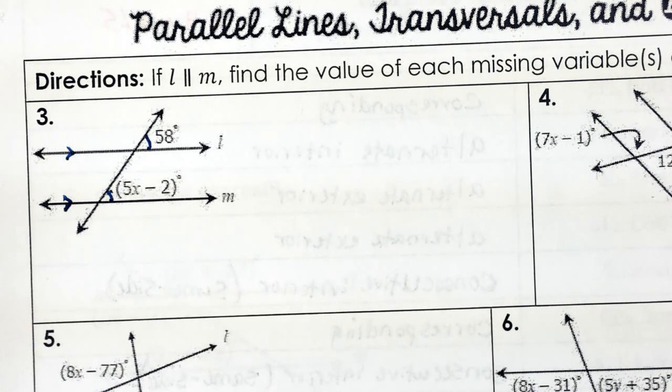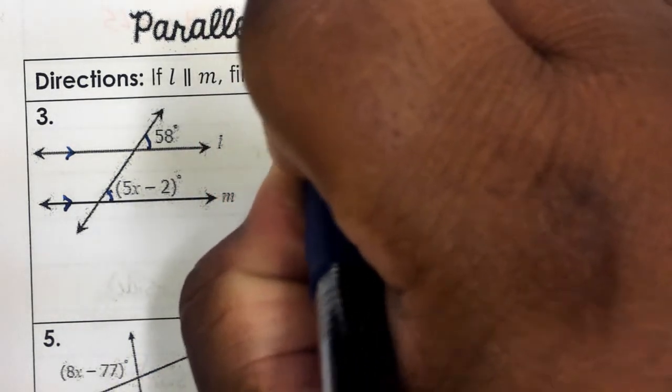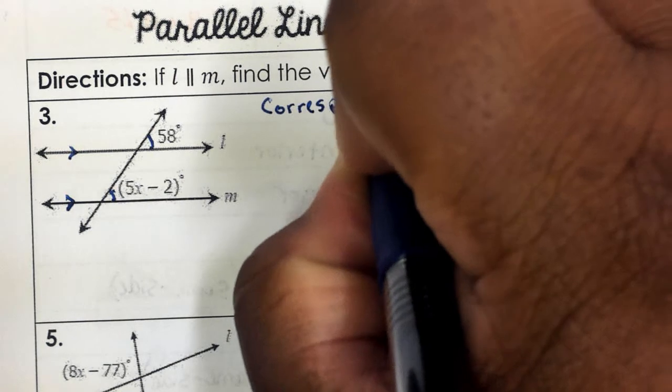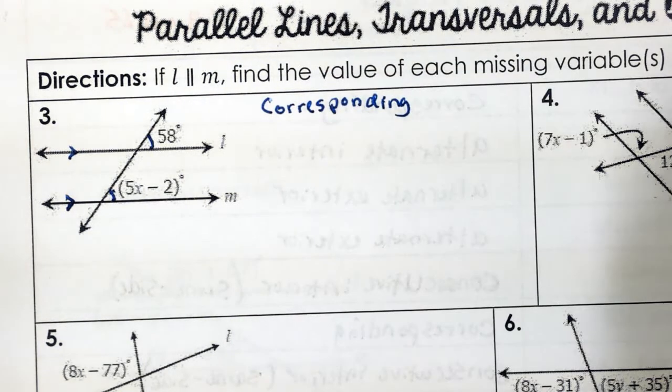On this first one, Rama, what's the angle relationship? Corresponding. First thing you're going to write for me before you write your equation is corresponding, just indicating to me that you know what your angle relationship is. Then after that, since they're corresponding angles, Rama, to solve for X, what equation would I write?